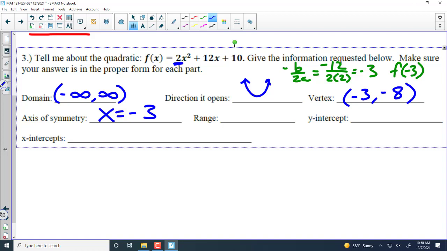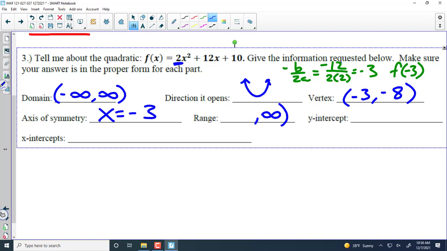How about the range? Are we able to do the range without doing a complete graph? Yeah, we know the vertex, and we know which way this thing opens. So every parabola is either going to go up to infinity or down to negative infinity. What is this one going to do? Up to infinity.